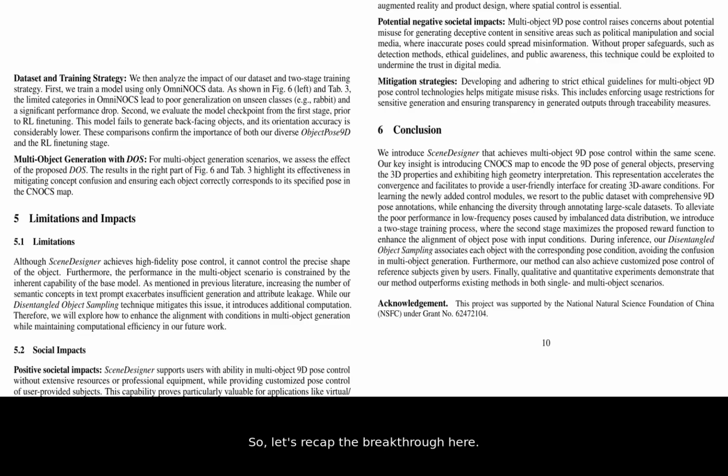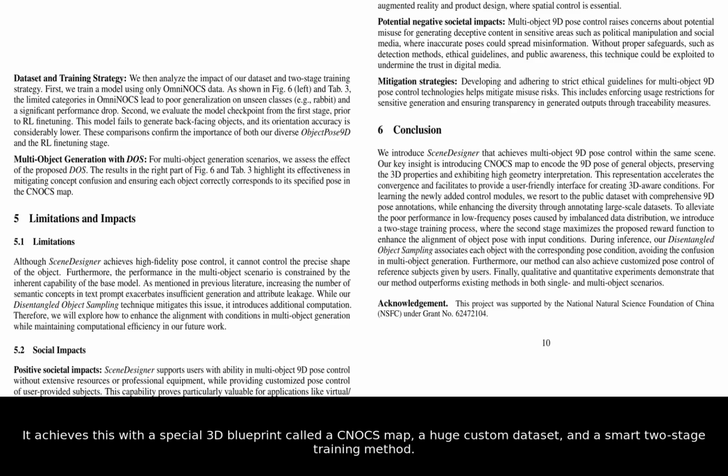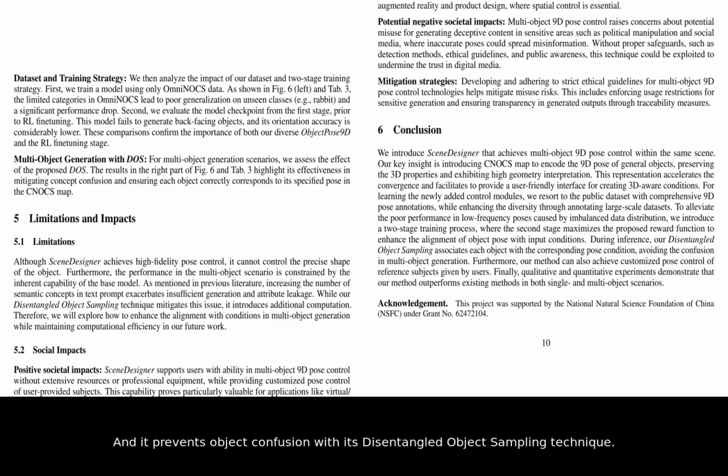So, let's recap the breakthrough here. SceneDesigner provides precise 9DoF, or 3D, control over multiple objects in a single image. It achieves this with a special 3D blueprint called a CNOCS map, a huge custom dataset, and a smart two-stage training method. And it prevents object confusion with its disentangled object sampling technique.